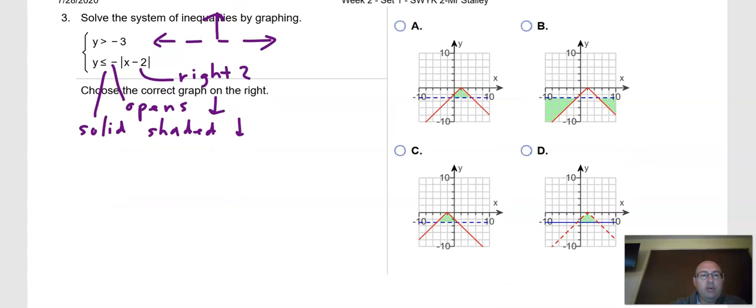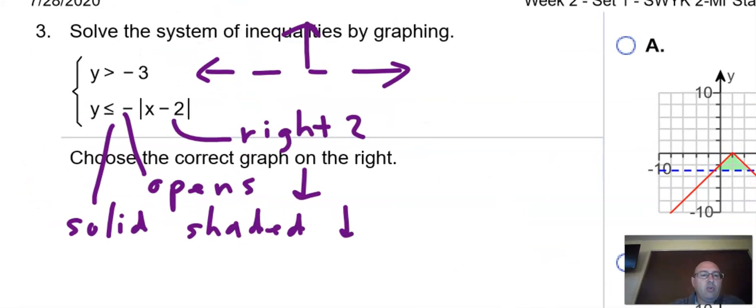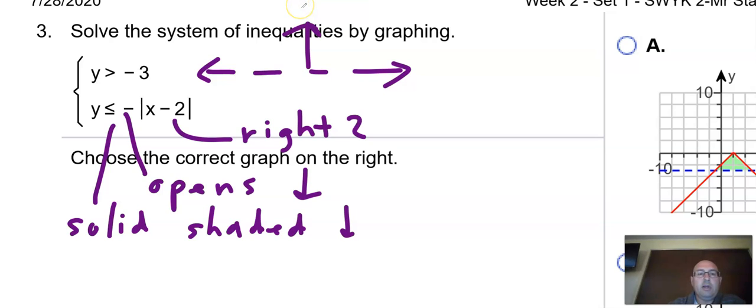Okay, question 3 here. We have another situation. We've got a horizontal line. It's a dotted line, and it's shaded above because of the greater than. Then we have this one being moved right 2. It is opening down, because of the -1 in front. And it's a solid boundary, and it's shaded below.